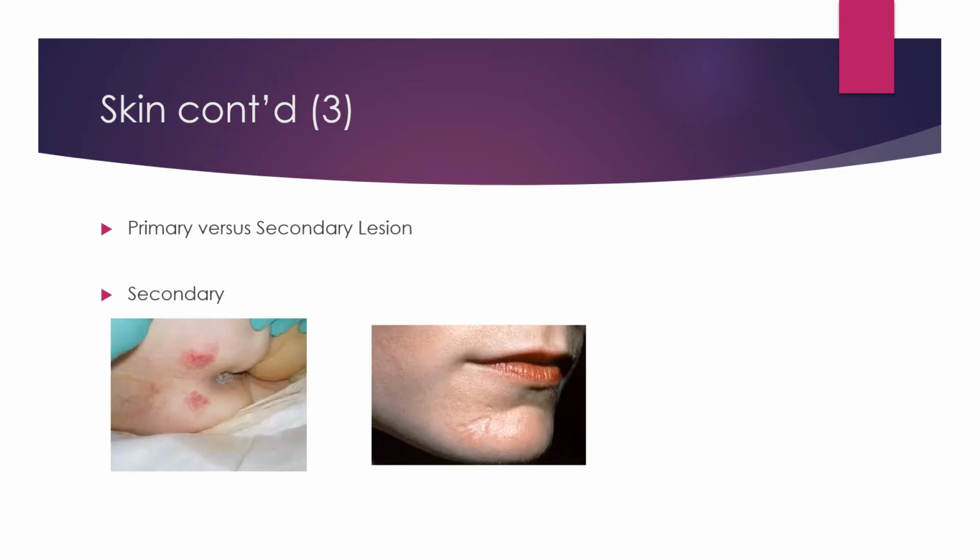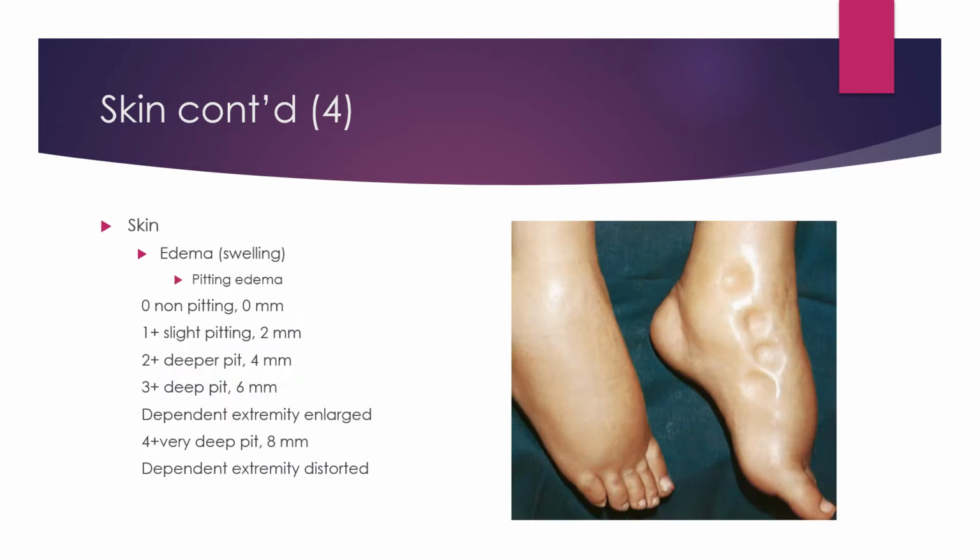And of course, this is showing you signs of a primary lesion versus a secondary lesion. Primary arises from normal skin. Secondary, which are seen in these two pictures, are a result of an injury such as pressure ulcer, scar, or wound dehiscence.